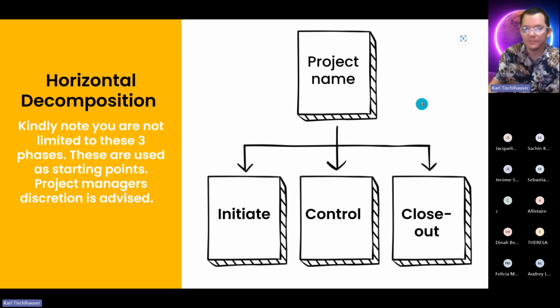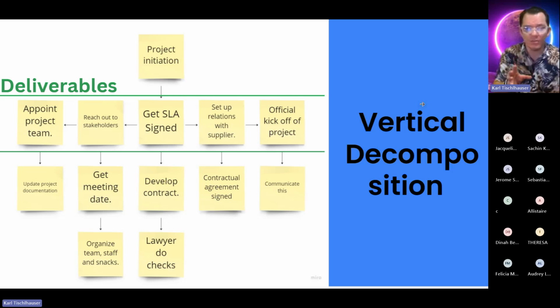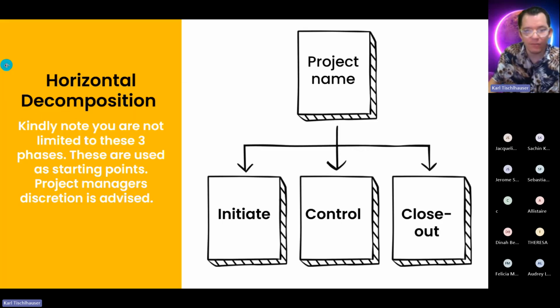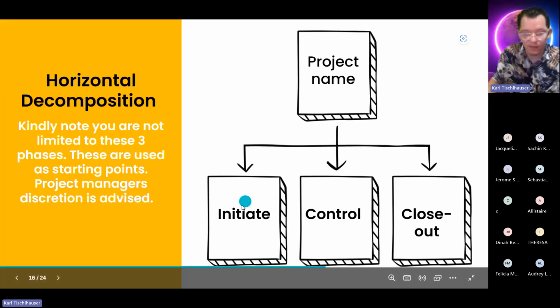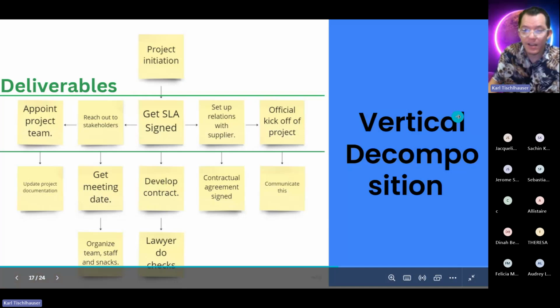So this is a good example of vertical decomposition. You'll see that we start breaking down our project and we're going up and down. This is not the greatest example, but it is an example nonetheless. You can see that we're just focusing in on the project initiation phase. This is the phase we're looking at to be more specific.